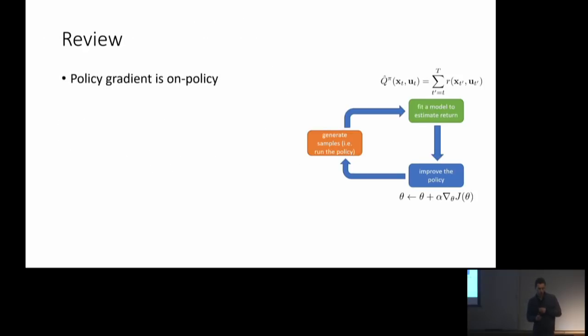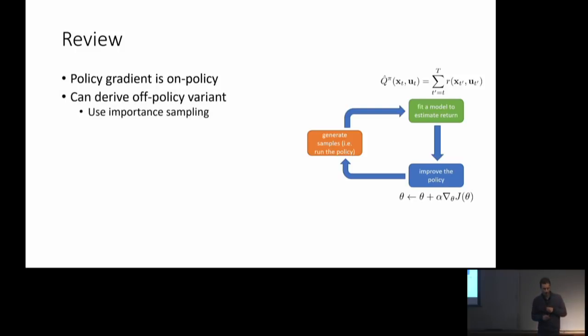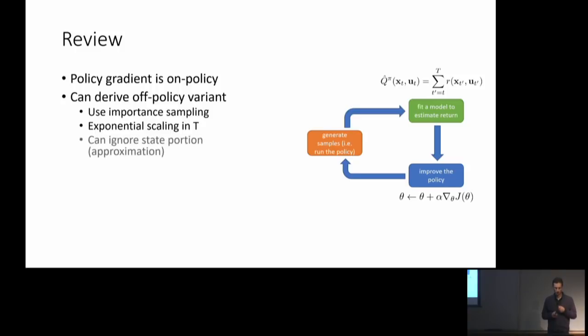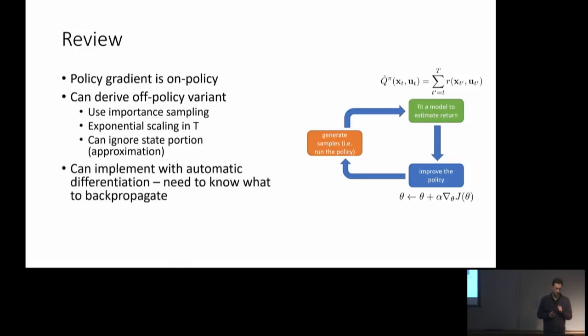So to review, policy gradient is an on-policy algorithm. You can derive an off-policy variant by using importance sampling. Correct importance sampling, if we derive the textbook version, has weights that are exponential in the horizon, which can make them very ill-behaved, especially for continuous action problems and very long horizon problems. But you can ignore the state portion of the weight as a crude approximation, which actually tends to work well in practice.